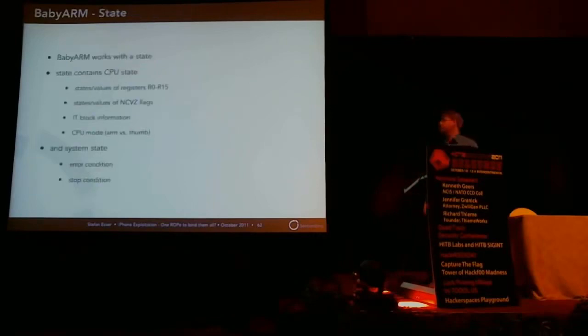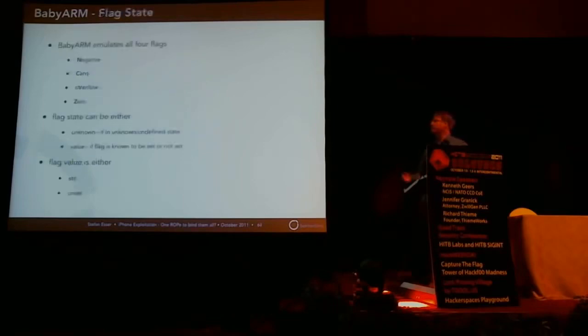So what's all inside the state? The state contains, of course, all the registers. It contains all the flags and the IT block information. If you know ARM, then you know what the IT is. It contains the CPU mode, so whether it's running in ARM or thumb mode right now. And it has the system state, like whether there's an error condition or a stop condition because a desired state was reached. When we look at the flags, we emulate all the flags: negative, carry, overflow, and zero.